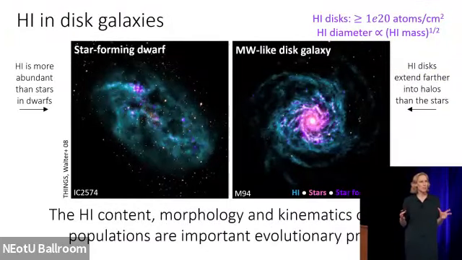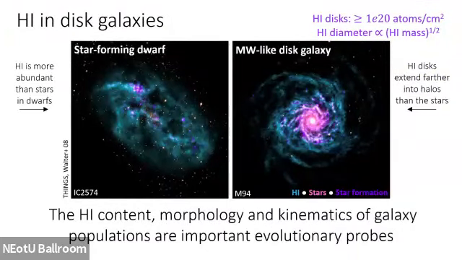So we've heard a little bit about H1 in disk galaxies already, but mostly from the perspective of the baryon cycle. And what I want to do is use H1 as a tracer of galaxy structure. And the reason for doing that is illustrated on these two pictures. These are composite H1, the stars and star formation images from the THINGS survey. So the galaxy on the left is a star-forming dwarf galaxy, and the galaxy on the right is a Milky Way-like system.